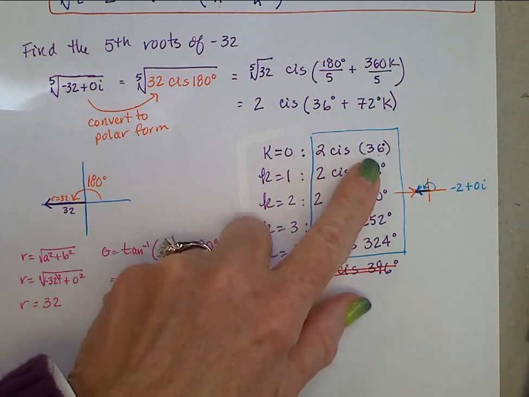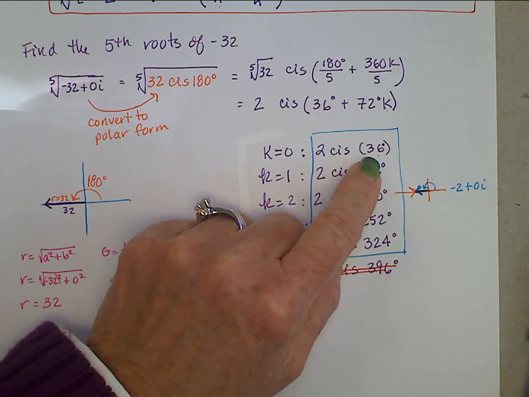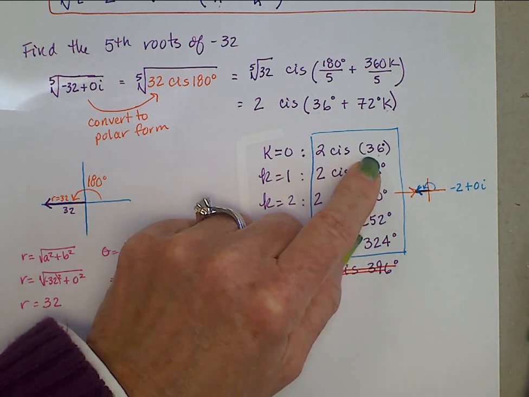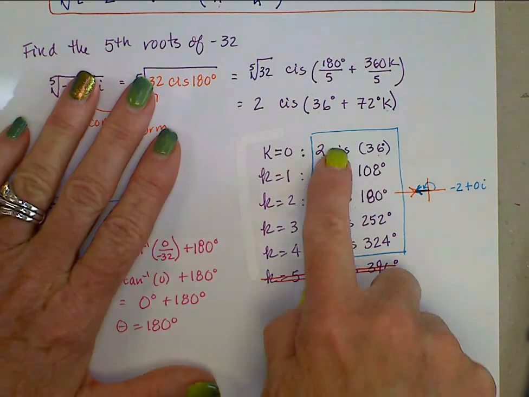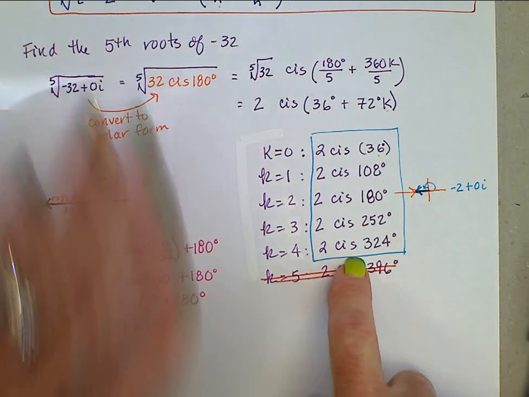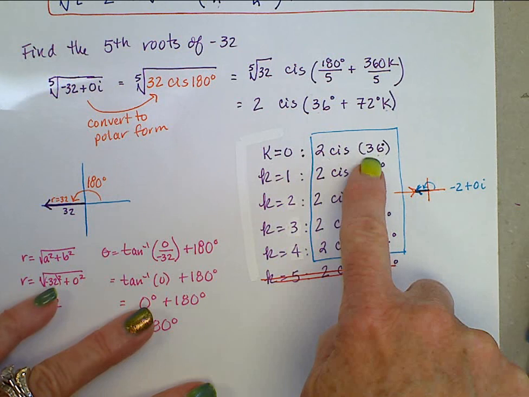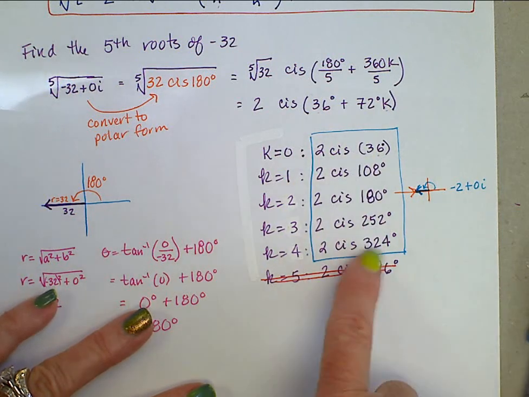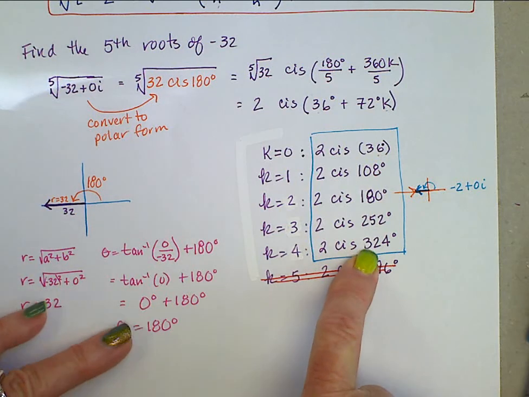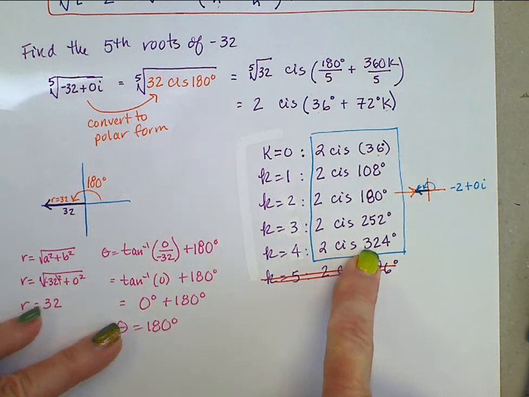These guys are not nice values, so you would have to go back to your calculator and convert these all into rectangular form. I'm going to let you handle that on your own. Hopefully you are able to convert those back into rectangular form. I did want to show you this one. But you should see that in all of these, at 36 degrees, 108 degrees, 252, and 324, there will be a real part and an imaginary part.